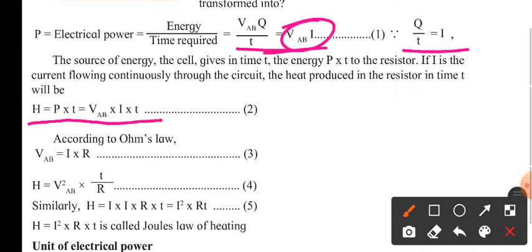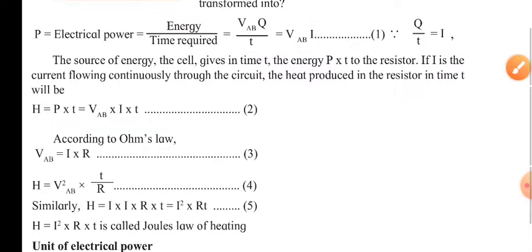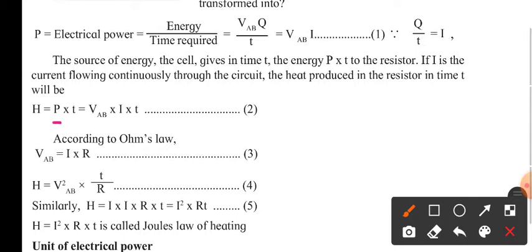So H is equal to P into T, or that P we can write as V into I. From here we are getting this, and the time as it is. So according to Ohm's law, I into R is equal to VAB. So we can substitute this value over here, and we will be getting V square into T upon R. We can replace it in that particular section.